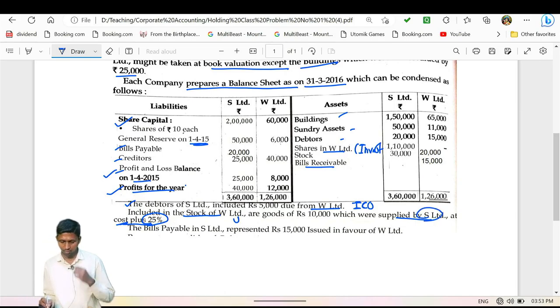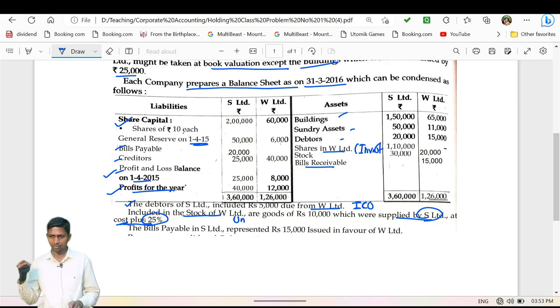holding ne diya hua tha W ko, aur W ke stock mein waise hi pada hai, yani woh profit holding ka kya ho gaya? Unrealized ho gaya. Holding ne subsidiary ko becha, subsidiary ne dusre person ko, third party ko bech diya, to yeh kya ban jayega? Realized ban jayega. Correct hai. Yani iska matlab ho jayega ki holding ne directly sale kiya hai customer ko. A, B, C, now we have already understood.